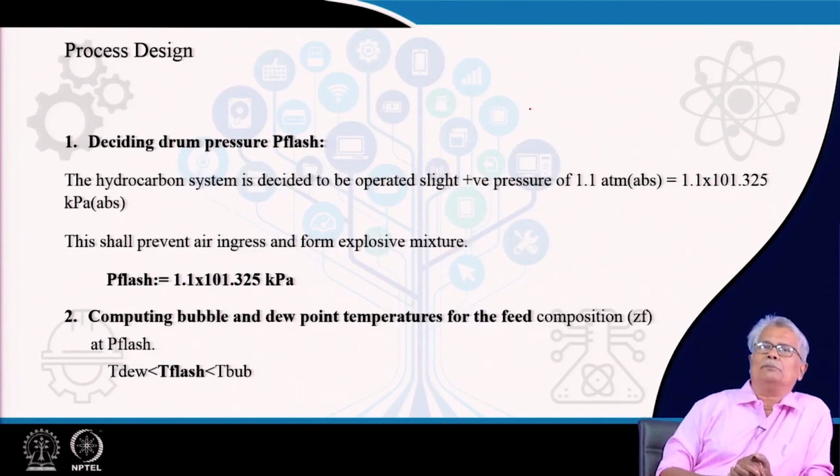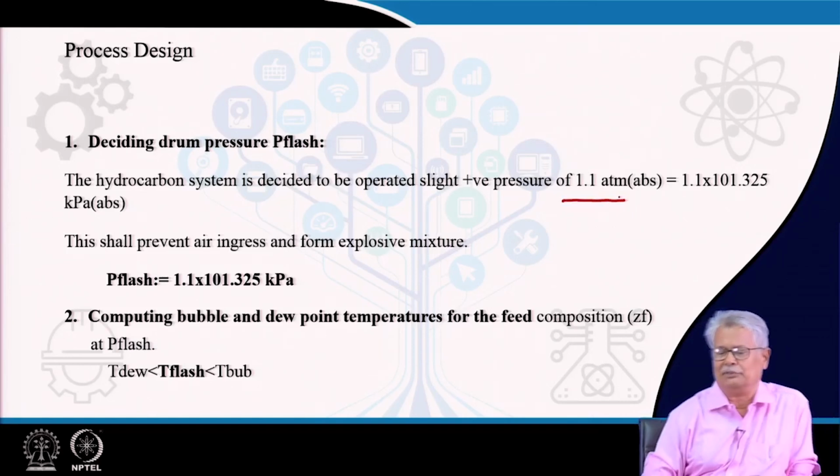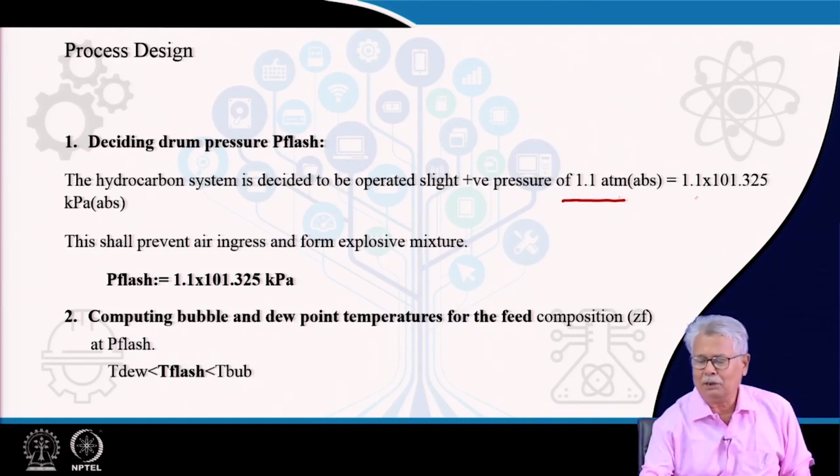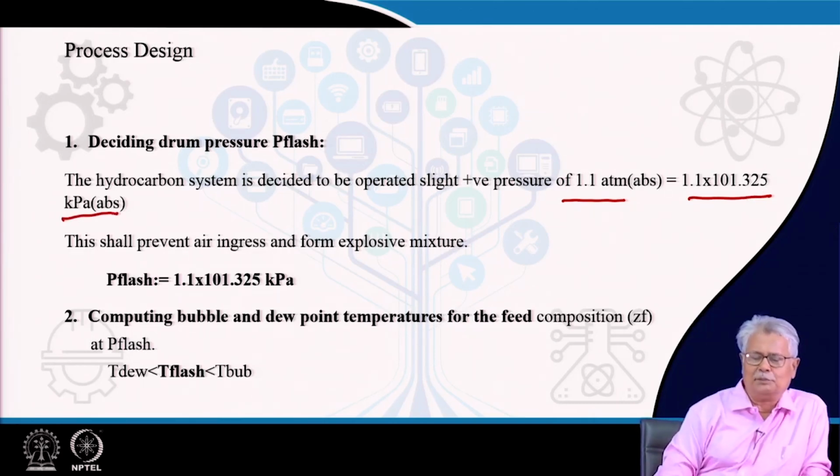Now we go for the process design procedure. The first thing that we need to decide is the drum pressure. This is a hydrocarbon system which is inflammable in mix with air. So, we will prefer that the drum operates at a pressure above the ambient pressure. That means, it operates at slightly above atmospheric pressure, around 1.1 atmosphere absolute, which is 1.1 into 101.325 kilopascals absolute. This would prevent ingress of air and forming an explosive mixture.